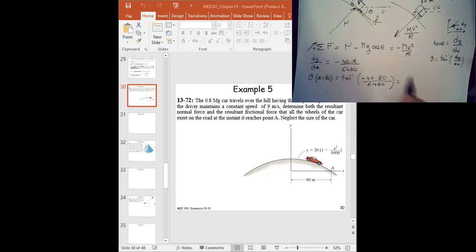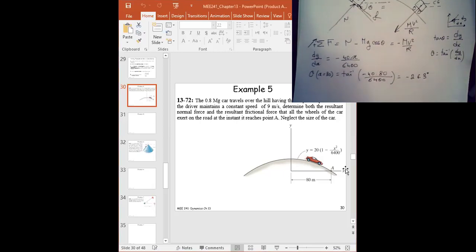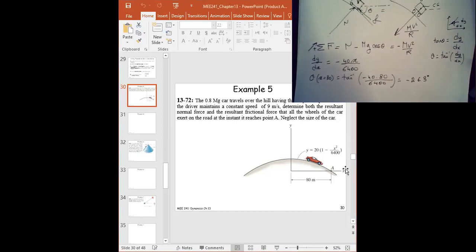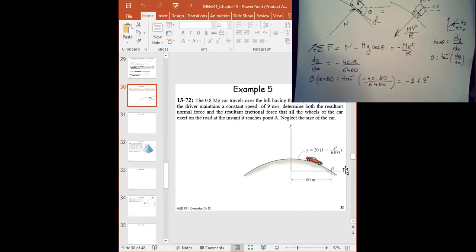26.3 degrees. Okay, so it's minus, so it came out minus 26.3 degrees. Does that make sense? We're good? Okay, next step is what? It came out negative because the horizontal that we drew is above it, not below it, like the dx and dy.